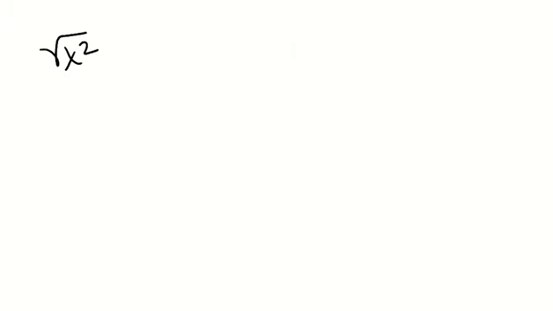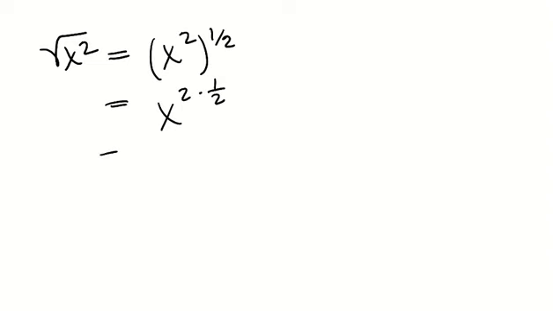The square root of x squared, you might be thinking, well, it's just x. Really, this probably should be the absolute value of x, but for the purposes of this class, I don't think that distinction is going to be important. So I'm going to say, well, the square root is the 1/2 power. This is where we multiply the exponents, so x squared times 1/2. And this is x to the first power. So the square root of x squared is x.